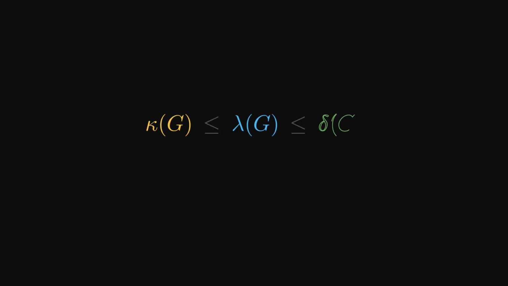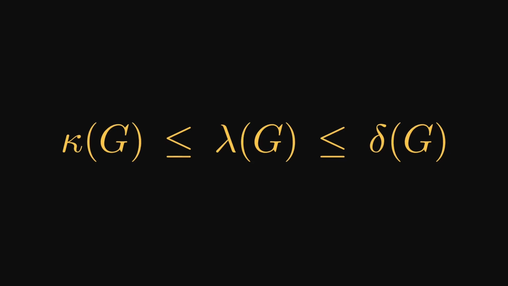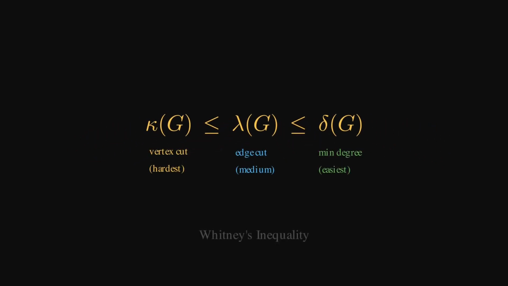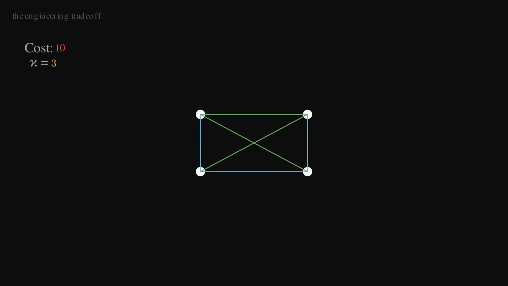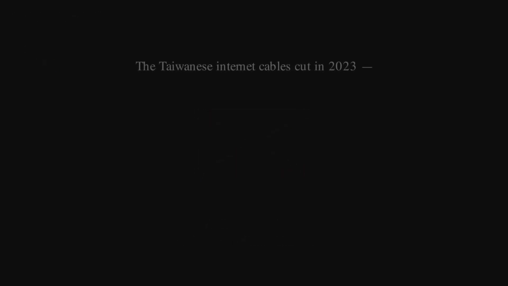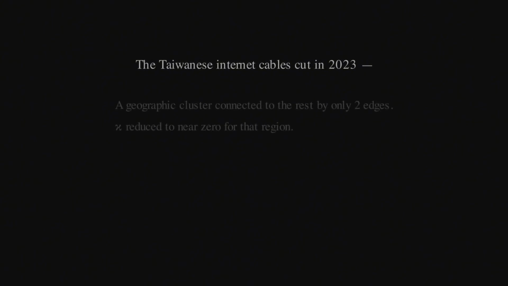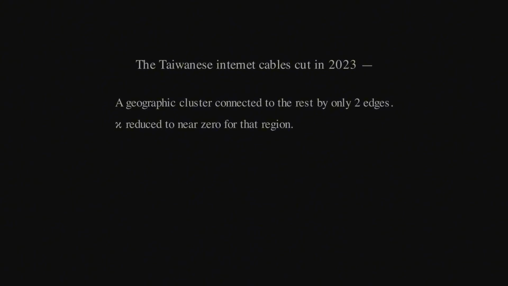Here's the thing nobody mentions. Every real network has engineers who optimize for this number. More redundancy, more paths, harder to kill. But redundancy costs money. So every network is a negotiation between connectivity and cost. And somewhere in that negotiation, someone chose a number. The Taiwanese cables cut in 2023 had their kappa reduced to near zero for an entire region. Not a math failure, a budget decision made years before.